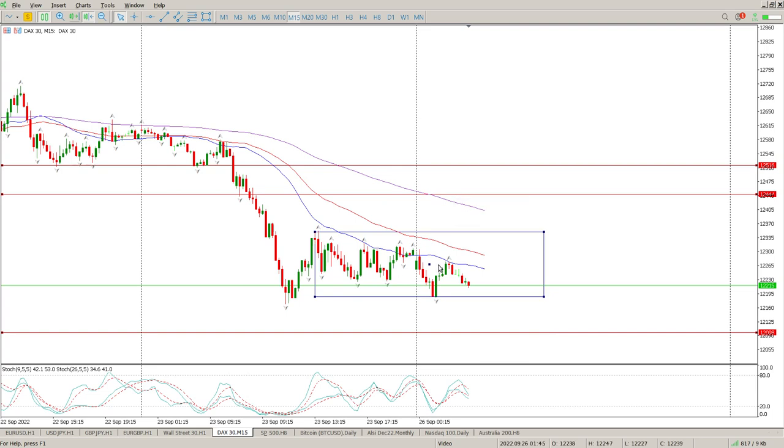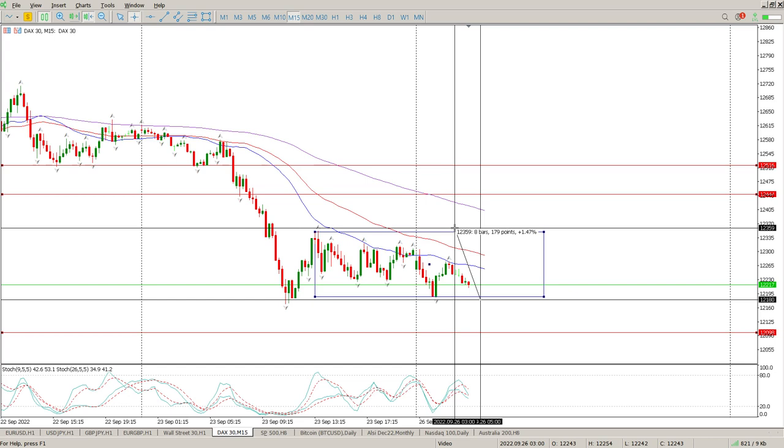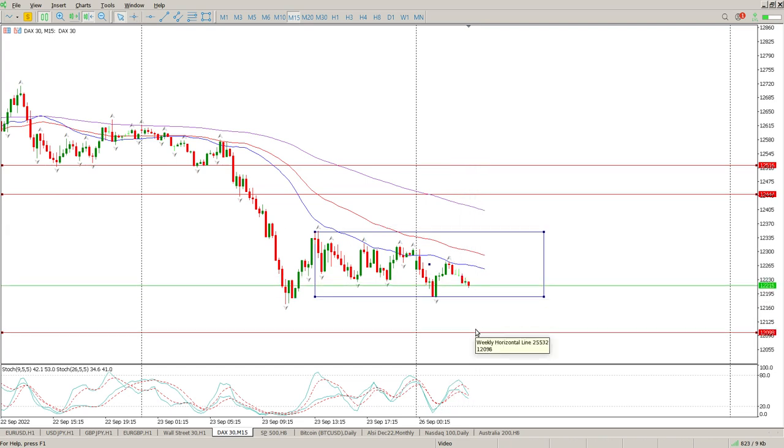Okay, so yeah, you can play the break, but watch out. This is very close. It's actually not even worth it, in my opinion, because you're going to be risking 180 points to gain like 70 points. Kind of a silly trade. So what we're looking for is either, from a range perspective, look for a retest up here at 12,347.